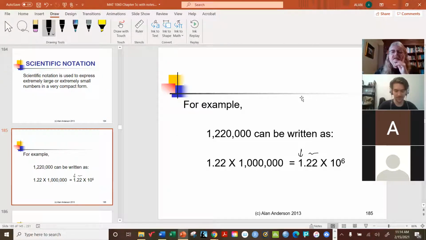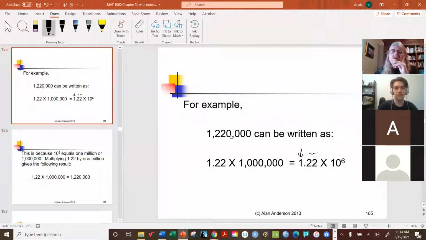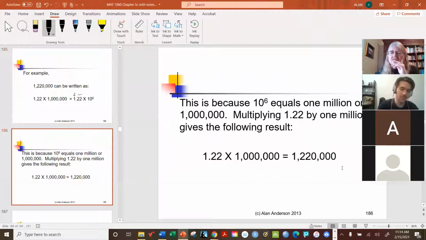All right, let's see a few more examples. And of course, 10 to the 6th equals a million, so you should not be surprised to see this. This is 1,220,000, so we're going to multiply 1.22 times 10 to the 6th, and that will give us the result that we're looking for. All right. In other words, this is how you reverse it, so to speak.